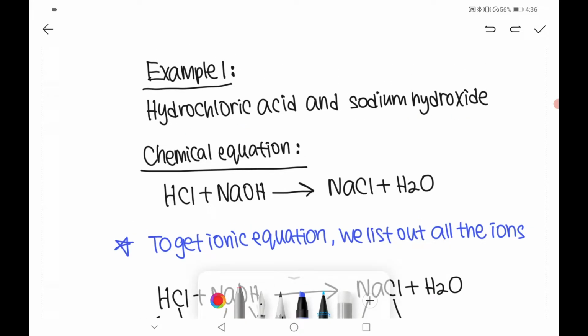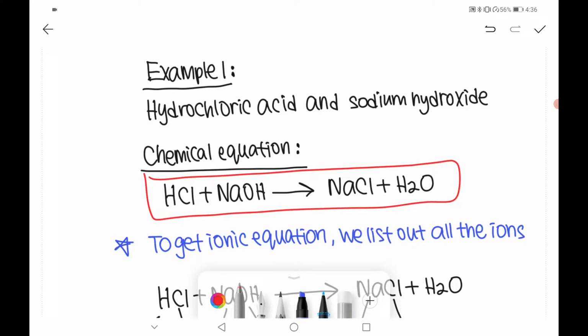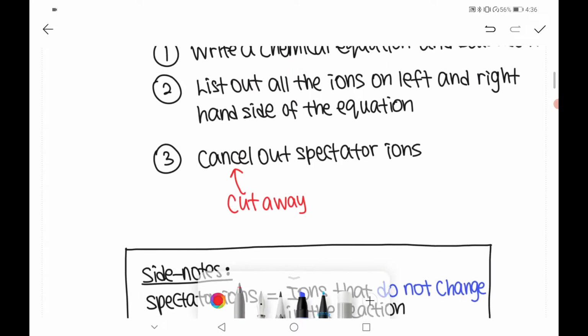So you see, this is hydrochloric acid, this is sodium hydroxide. We know when acid reacts with alkali, the final product should be salt and water. Okay, so now we already have a balanced chemical equation. After we get a balanced chemical equation, what is step number 2?